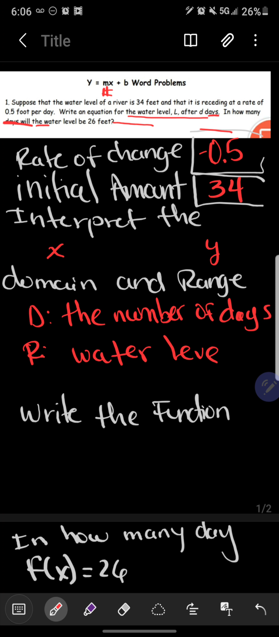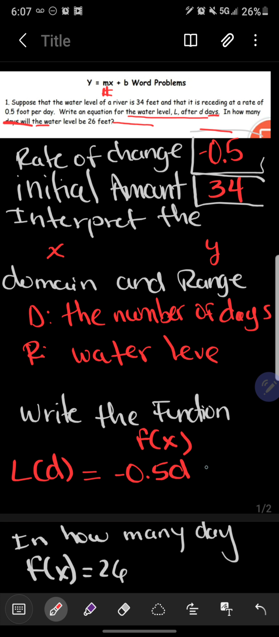Now, let's write the function notation. Remember, if they don't give you the letters, you use f of x. But in this case, they do give you the letters. So D is the domain and D goes inside. So x will be the D and the L will be the f. So this is L of D equals negative 0.5 D, because that's per day. And the initial value, that is positive, because the river already has 34 feet of water.